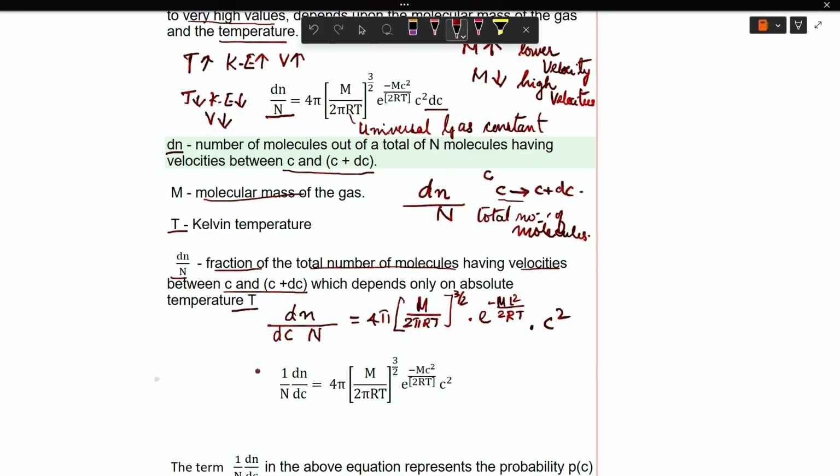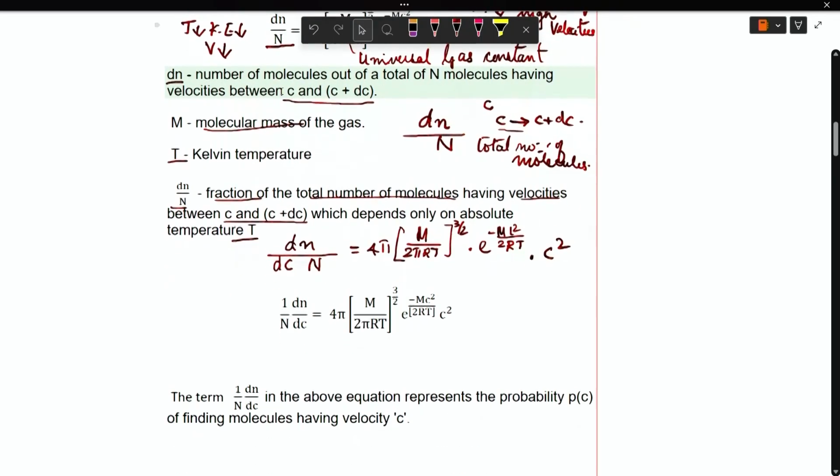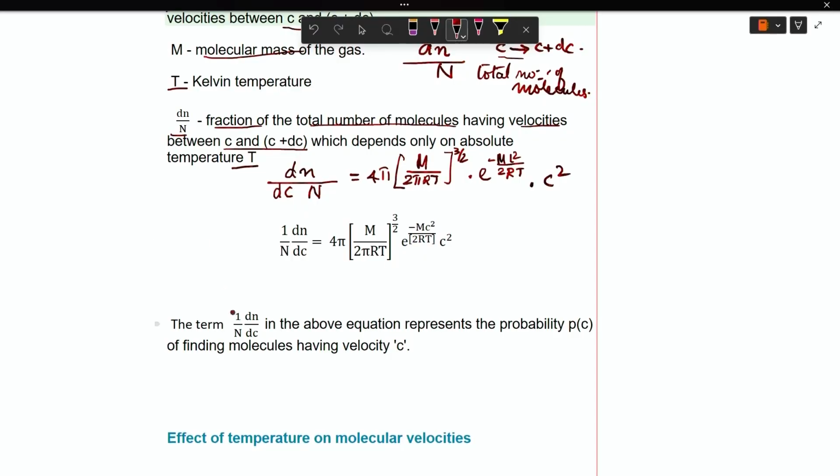But here now the fraction has been changed to (1/n)(dn/dc), and this represents the probability. The term (1/n)(dn/dc), in the above equation, represents the probability of finding the molecules having a velocity c. So, this represents probability; the other thing is the fraction of the total number of molecules.